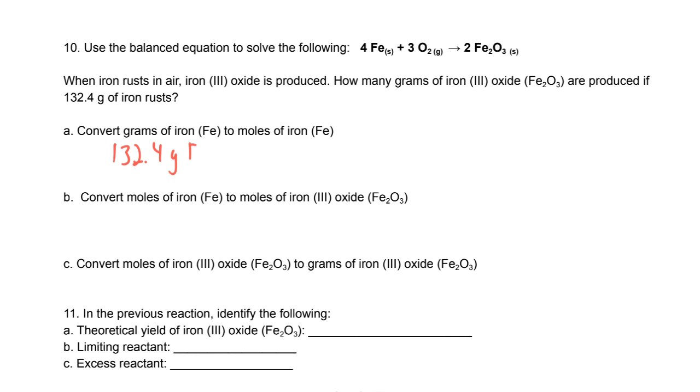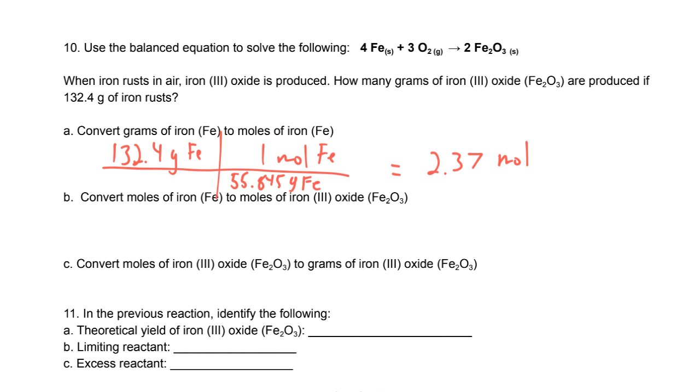So I've got 132 grams of iron. I just need to multiply that by the molar mass of iron. I grab my periodic table, and I see that iron weighs 55.845 grams to every 1 mole of iron. Now I grab a calculator, and I divide the 132 by 55.845, and I get 2.37 moles of iron. All right, moles of iron to moles of iron 3 oxide. So use the number from above, 2.37 moles of iron.